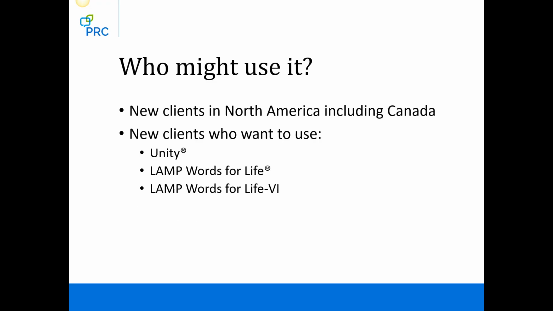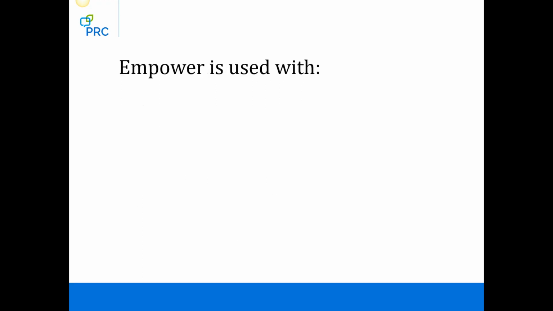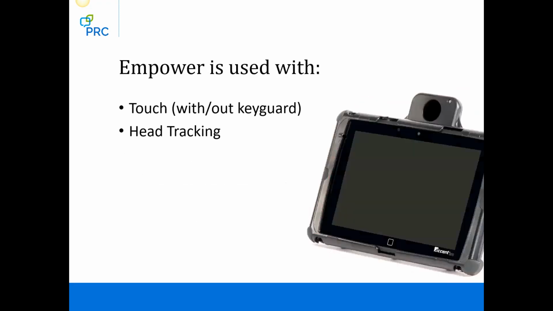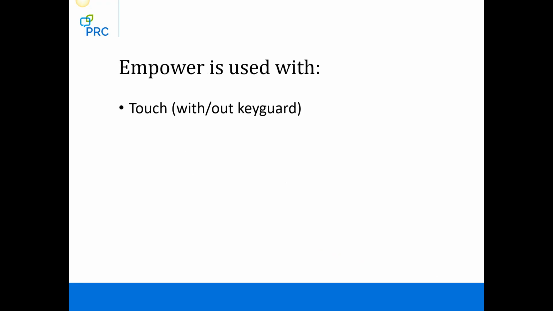So who might use it? We have new clients in North America, including Canada. We also have new clients who might want to use Unity, LAMP Words for Life, or LAMP Words for Life VI. Those are the only 3 language systems that we have available within Empower right now. We are going to be working on the other languages, but we're basically rolling it out with just LAMP Words for Life, LAMP Words for Life for visually impaired, and all of our Unity, which is 4 through 84 location.